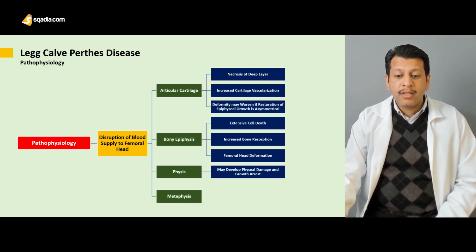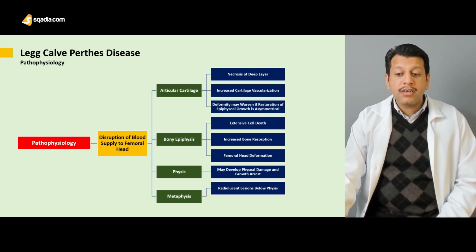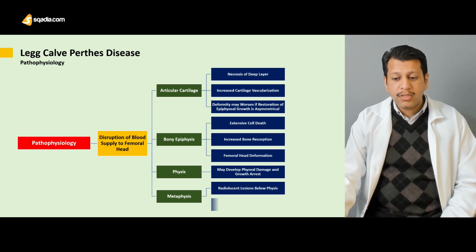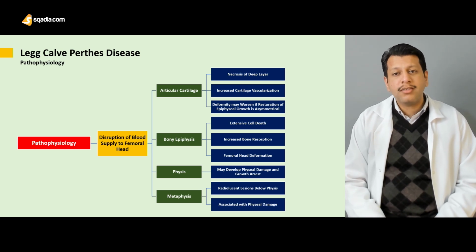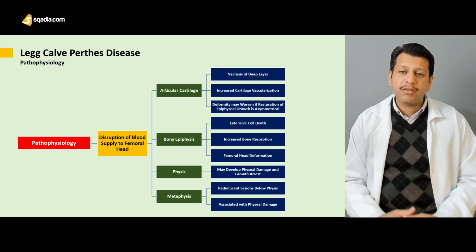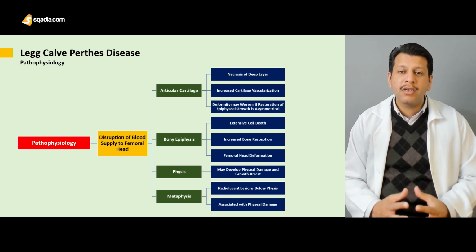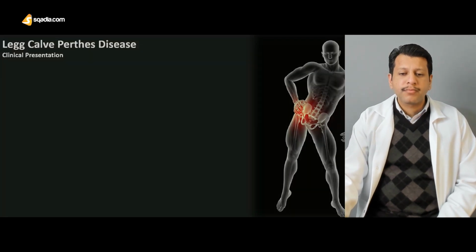Then there are certain changes in the metaphysis as well that result in radiolucent lesions below the physis, because of increased sclerosis and bone necrosis over there, along with physeal damage, which results in metaphyseal cyst formation. And there is also what is called the rope sign, in which there are multiple metaphyseal cysts and blanch signs which may appear in the metaphysis.